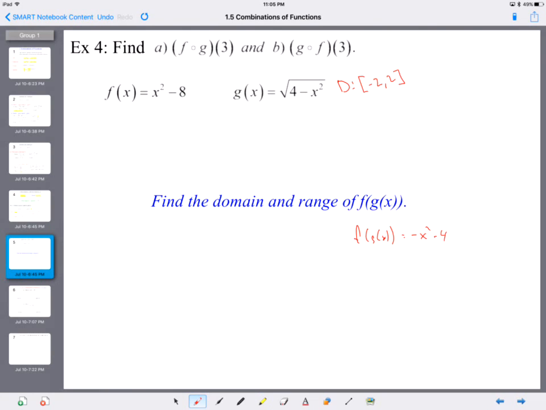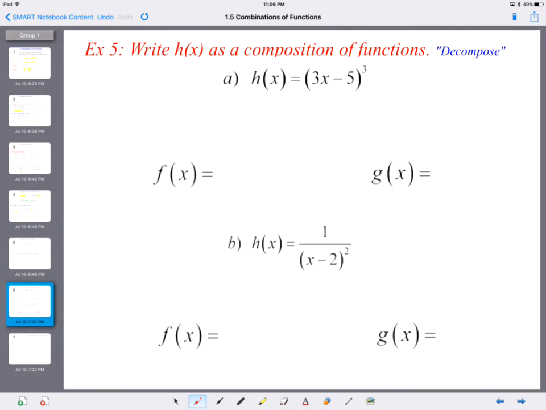So the last thing I want to do and finish us up pretty quickly here is look at decomposing. We want to take a function h of x and write it as a composition of functions. There are two questions here, so we'll split these up. Here's the first one. I'm giving you basically the answer and I want you to write the two functions.